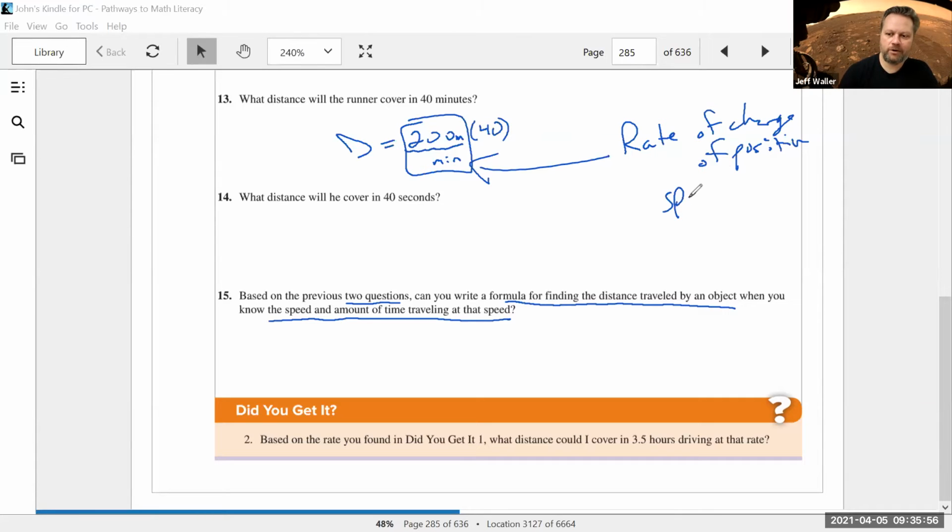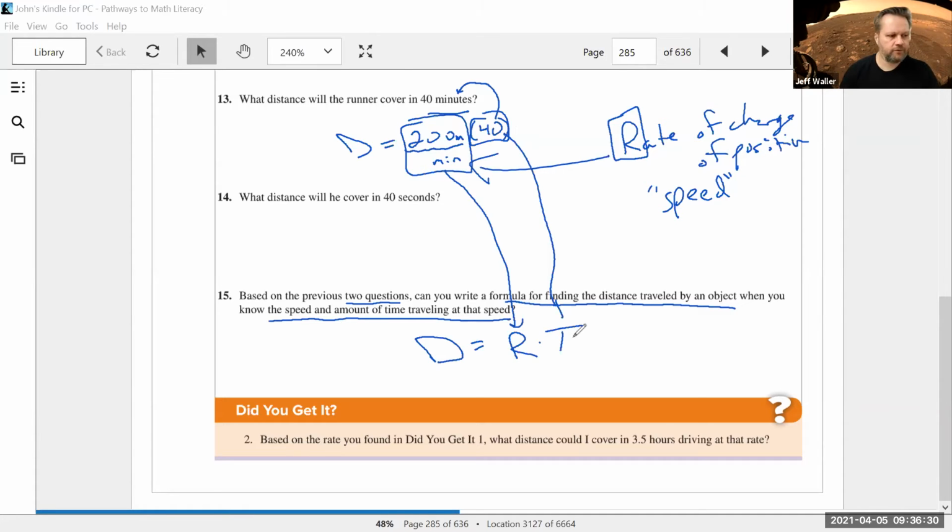I don't know. So this is what we consider to be speed. It's the rate of change of position. You guys with me? So that's why we'll use the letter R for that. And what was the 40? The 40, of course, was the time. So incredibly enough, I'm going to use the letter T for that, because I'm a boring math teacher. So the distance an object travels equals the rate at which it's traveling times the time it travels for.